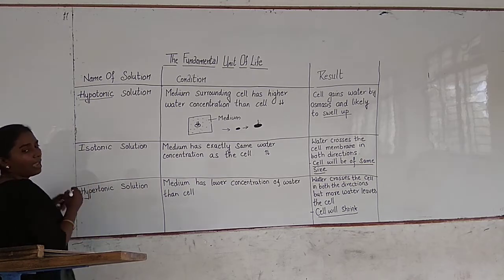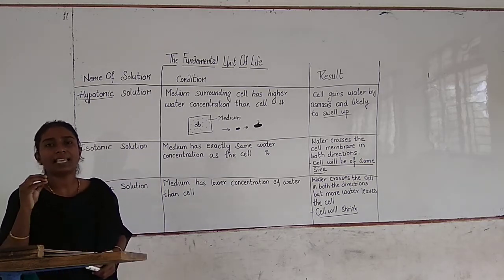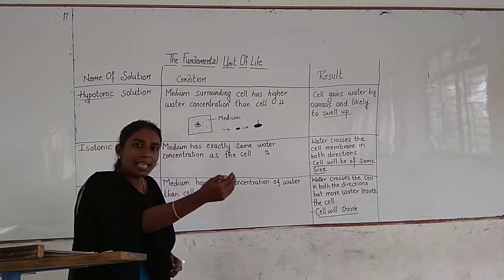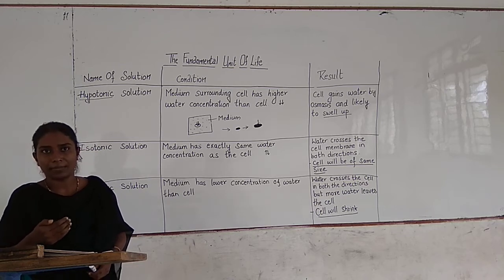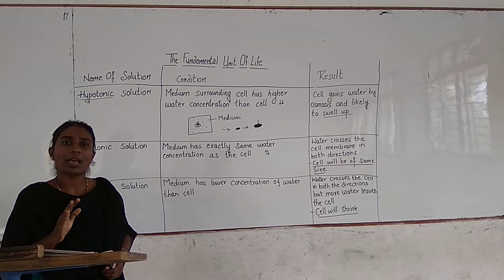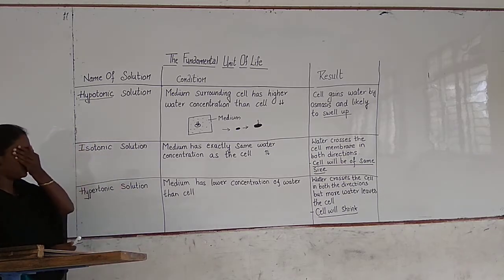The next one is isotonic solution. If the medium has exactly the same water concentration, how much water is going out, the same amount of water is coming in, right? The same amount going and coming, the water concentration amount is same. It is called as isotonic solution.